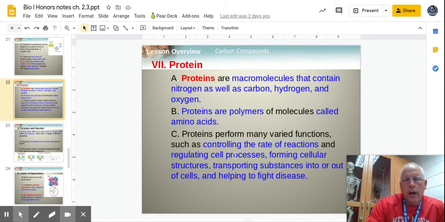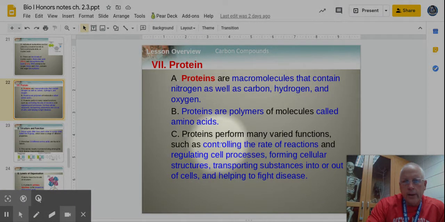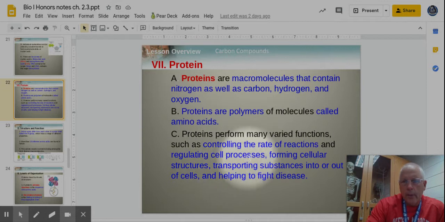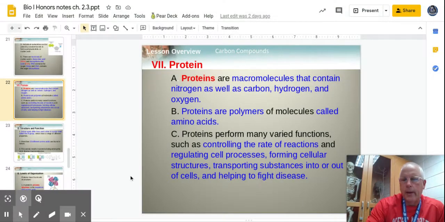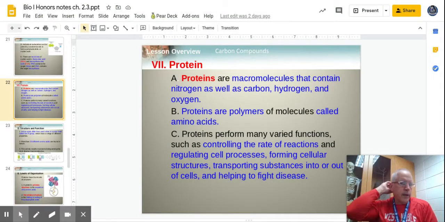Look at all that proteins do here. Let's highlight these. They control the rate of reactions. They regulate cell processes, and they form cell structures. They transport. They help fight disease. They do everything. You may have heard that saying, you are what you eat.